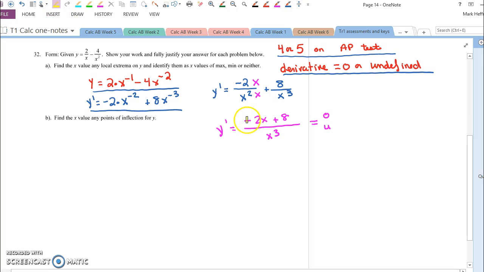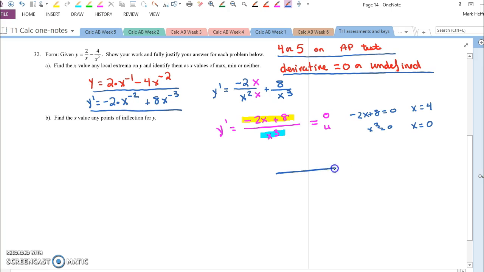Any fraction is 0 when the numerator is 0, and any fraction is undefined when the denominator is 0, because we can't divide by 0. So we'll set each term equal to 0. Negative 2x plus 8 equals 0 finds a 0. X cubed equals 0 finds undefined. So this will occur when x equals 4. This will occur when x equals 0. So we have two possibilities for maximums.